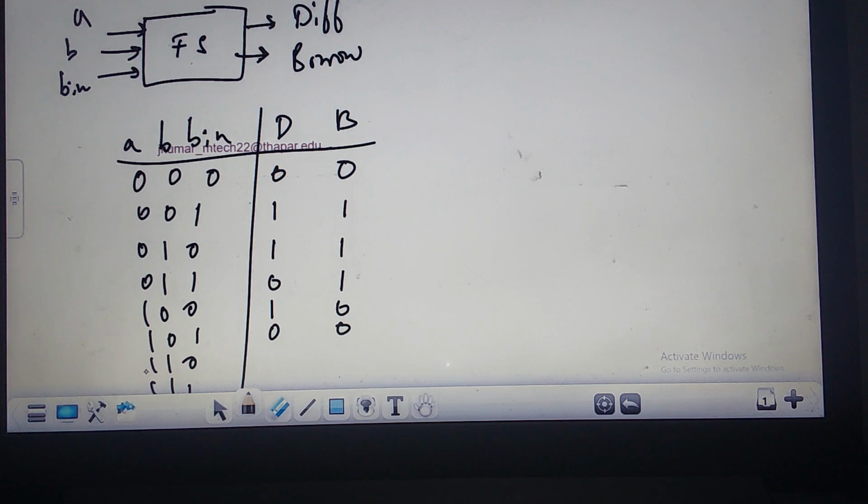Borrow is 0. 1 minus 1 is 0. This 0 minus 0 is nothing but 0. Difference is 0. Borrow is 0. You can see here 1 minus 1 is 0. Again, from the 0 can you subtract 1? No. So you are taking the borrow, borrow is 1. When you take the borrow, that becomes 2. 2 minus 1 is 1. So for the difference, the decimal notations are 1 2 4 7.